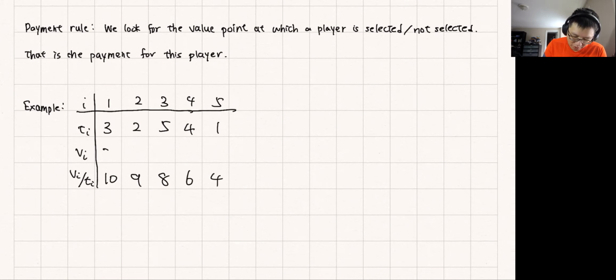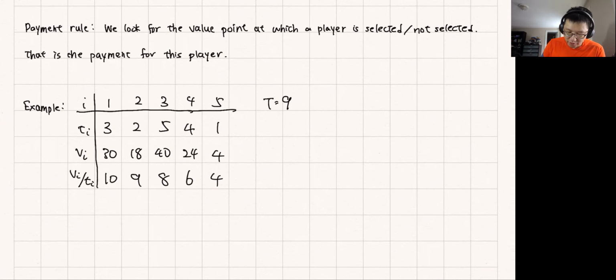So then the values here are 30, 18, 40, 24, and 4. And let's say the size of the bag is 10. Let's say 9. Okay, that makes it slightly more interesting. Or maybe not, who knows?